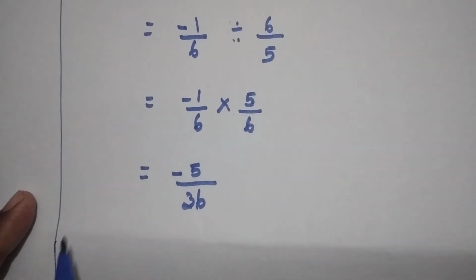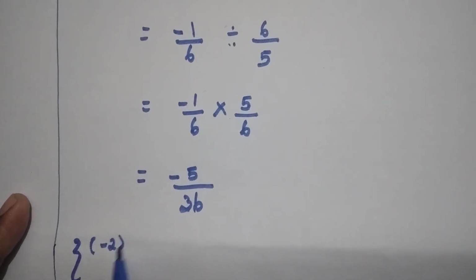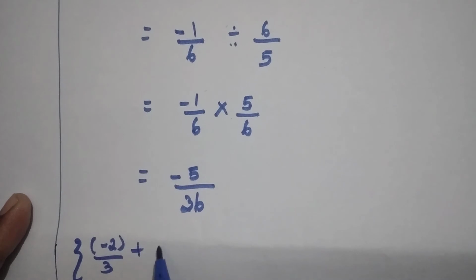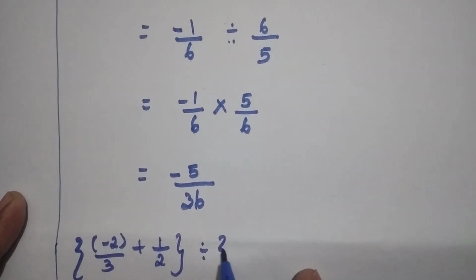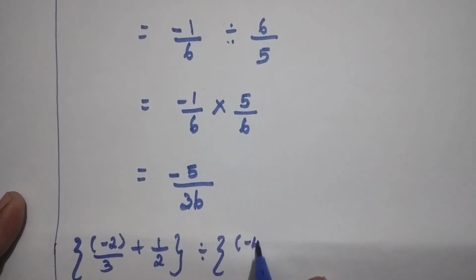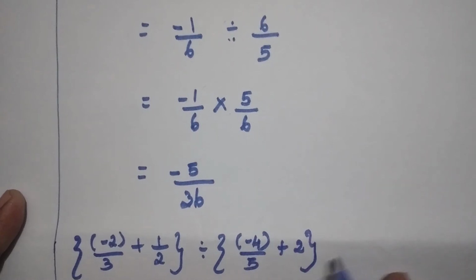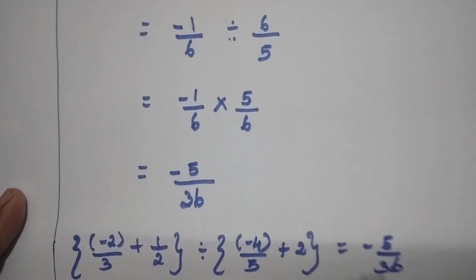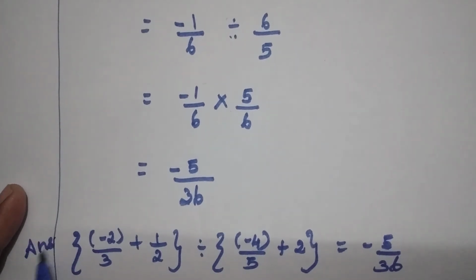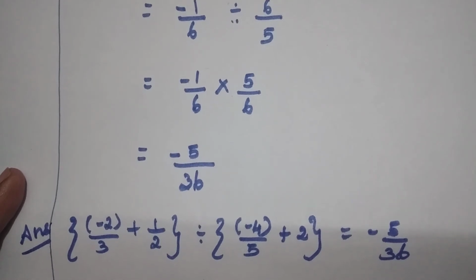While you are writing the answer, you have to write it as minus 2 by 3 plus 1 by 2 divided by minus 4 by 5 plus 2 is equal to minus 5 by 36. This is your answer. Is it clear, children? Yes.